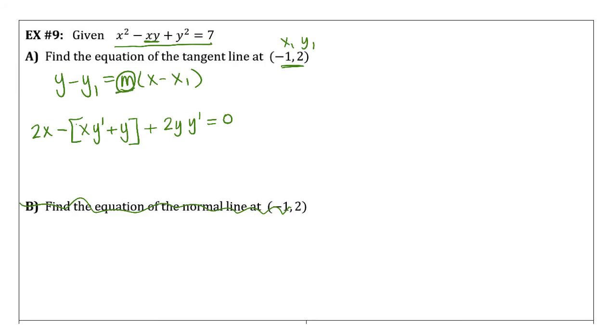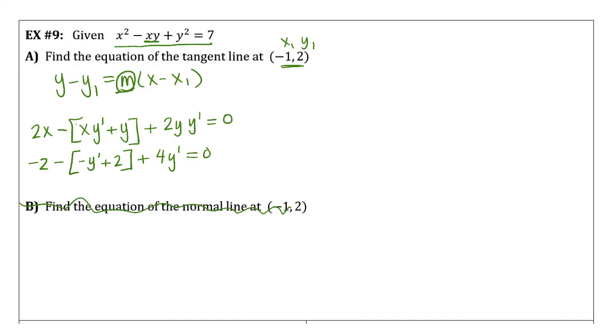We need this derivative's value. So I wouldn't worry about all of the algebra. Let's go ahead and plug in. So we know x is negative 1 and y is 2. So 2 times negative 1, so that's going to give me negative 2 minus, x again is negative 1 times y prime, so negative y prime, plus 2, plus 2 times 2, so 4y prime equals 0.